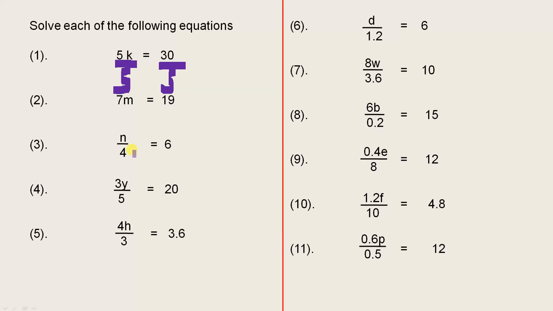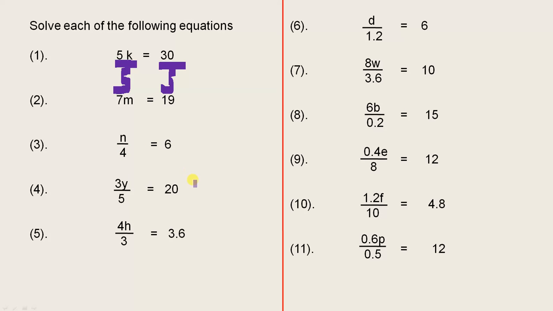For the third example, we have n divided by 4 equals 6. The inverse operation of division is multiplication. So for this particular example, we multiply each side by 4 to solve the equation.